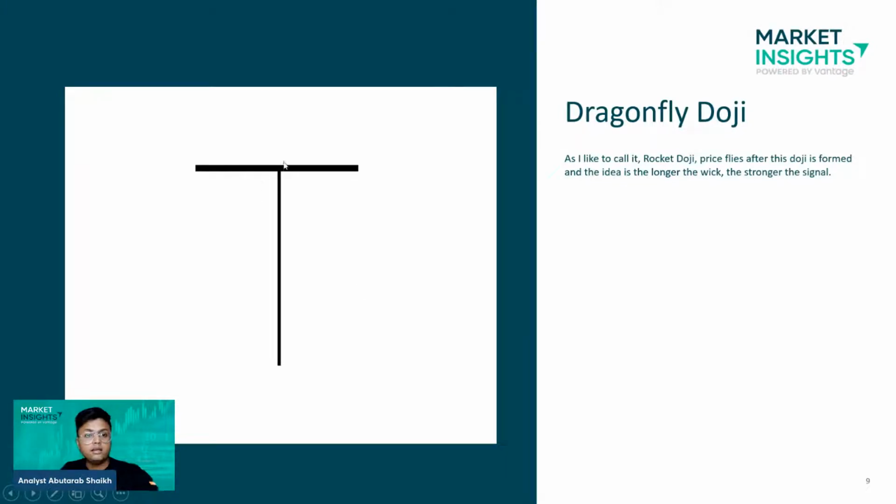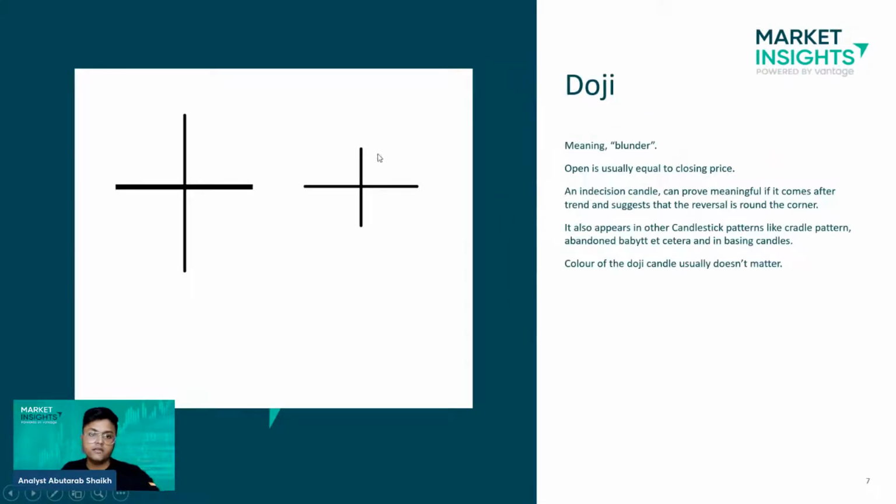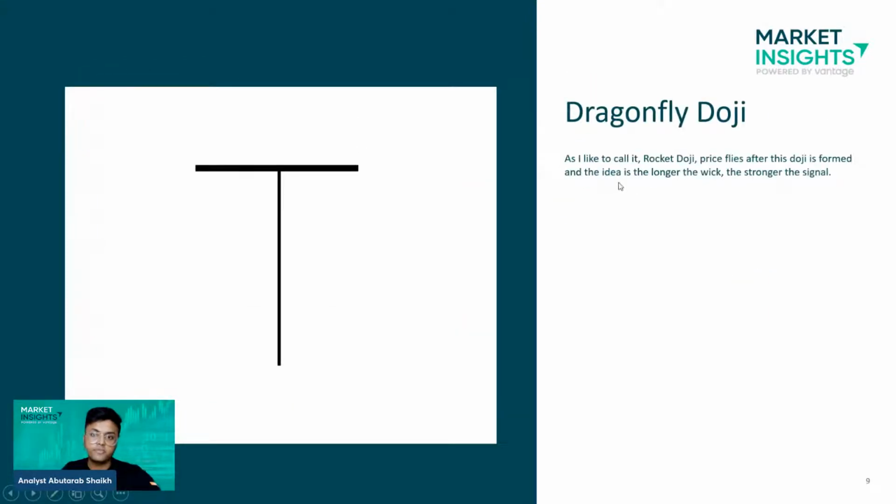And it must not have an upper wick. If it has an upper wick, then it is an indecision candle. Then it becomes a doji. If it has an upper wick, it becomes a doji. There is no use of that.